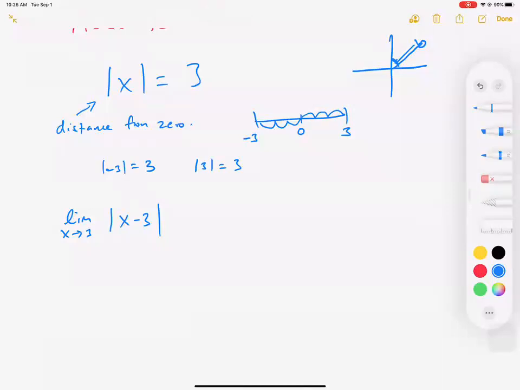what does that look like? So let's look at the graph. If you guys remember the graph, if I plug in 3, 3 minus 3 is 0. So at x is 3, y is 0. And if you guys remember, this is actually the graph of a v-graph. So what does the limit look like as x approaches 3?